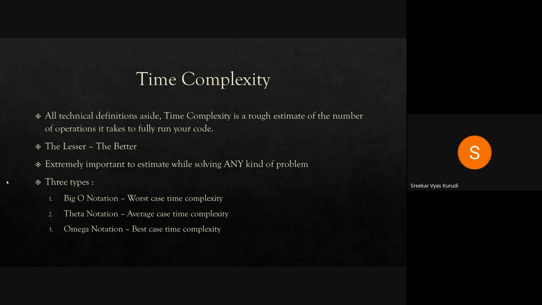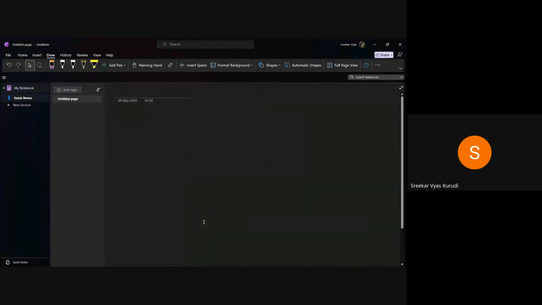There are three types of notations: the big O notation, which is the worst case time complexity, the theta notation, and the omega notation. We will only be dealing with the big O notation in the entire competitive programming. You never find people who talk about average case or best case time complexity. We only talk about the worst case time complexity in competitive programming.